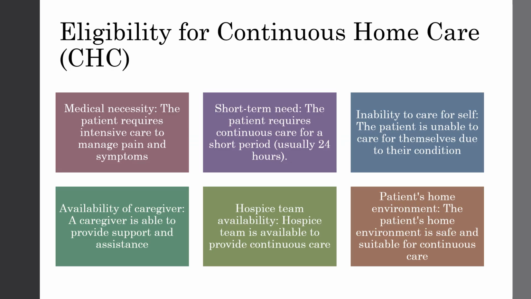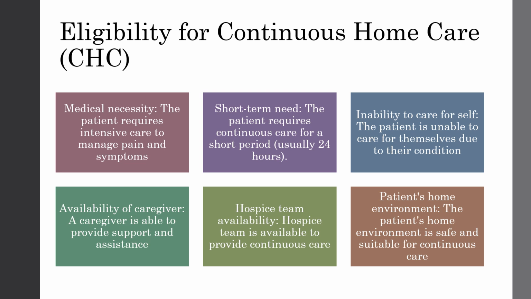Continuous home care or crisis care is the level of hospice care that provides an intensive, around the clock support to patients and families in the comfort of their own home. To be eligible for continuous home care, also called crisis care, the patient must require intensive care to manage pain or other symptoms. The need must be short-term, typically 24 to 72 hours, and they also must have an inability to care for this need themselves with their caregivers due to the condition. The caregiver must be able to provide support and assistance and have support from the hospice team.